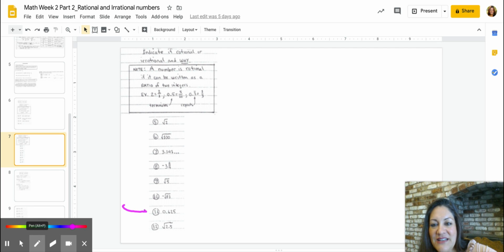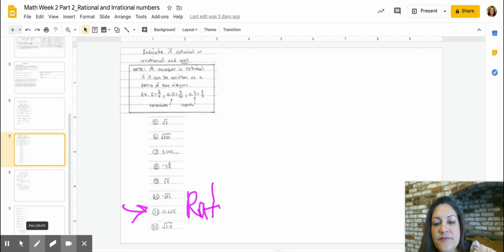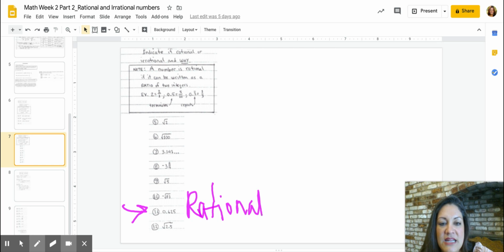Number 11. So this number here is 625,000. It can be written as a fraction, and it ends. So this would be rational because it terminates.